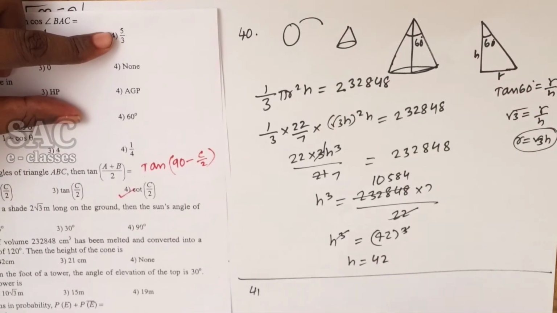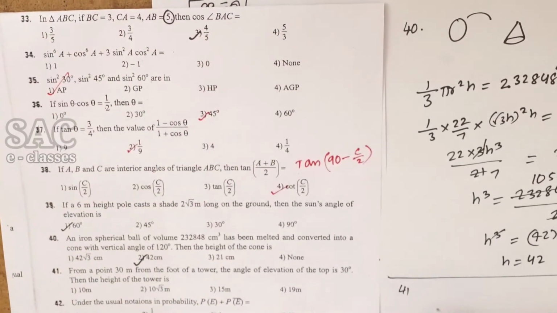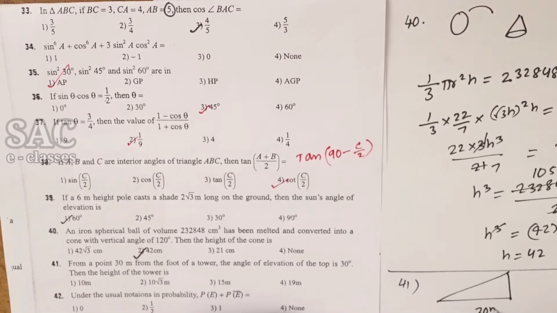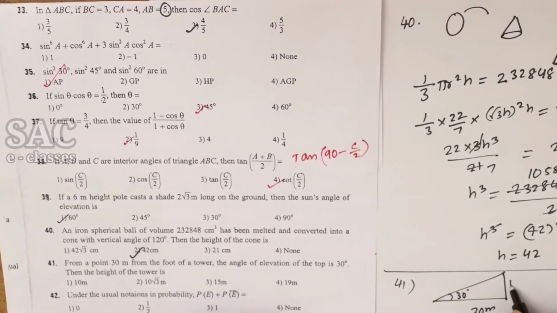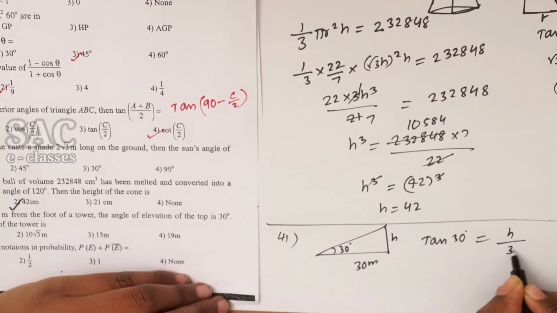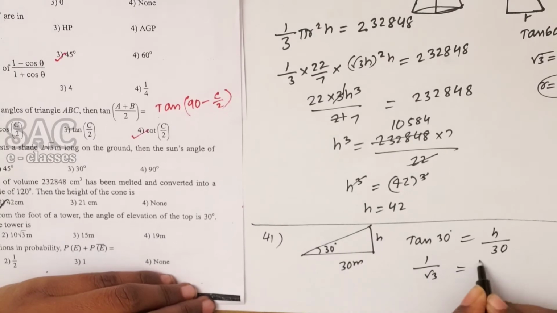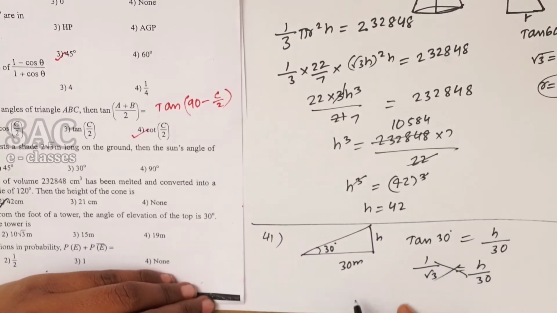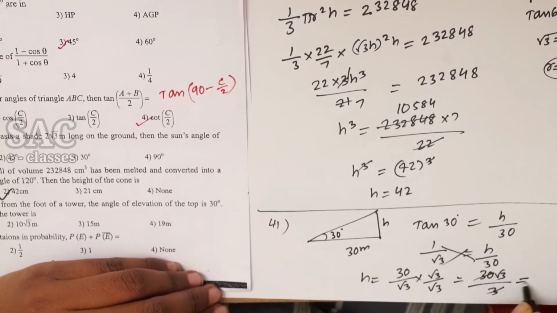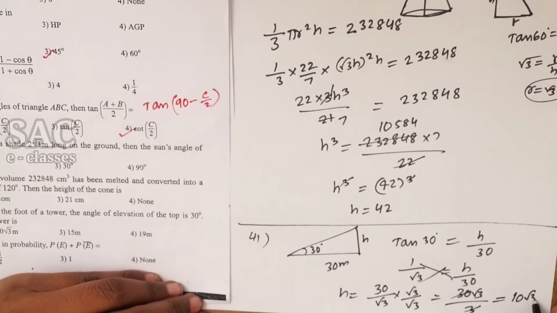Problem number 41. From a point 30 meters from the foot of a tower, this is the 30 meter, the angle of elevation to its top is 30 degrees. They are asking the height of the tower. Clearly tan 30 is equal to h by 30. 1 by root 3 equals h by 30. Then h equals 30 by root 3. Rationalize it: 30 root 3 by 3. It is 10 root 3.